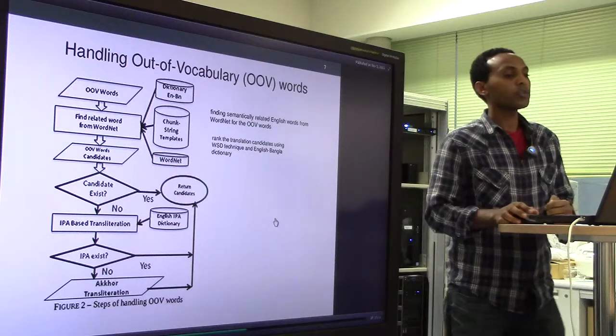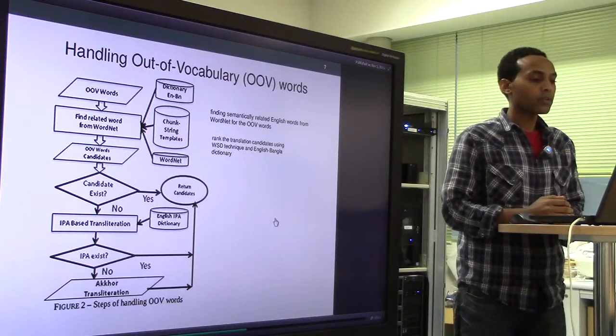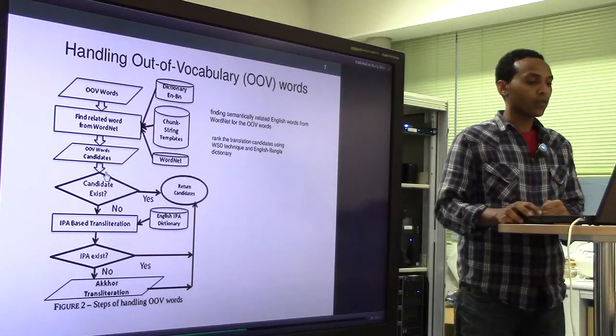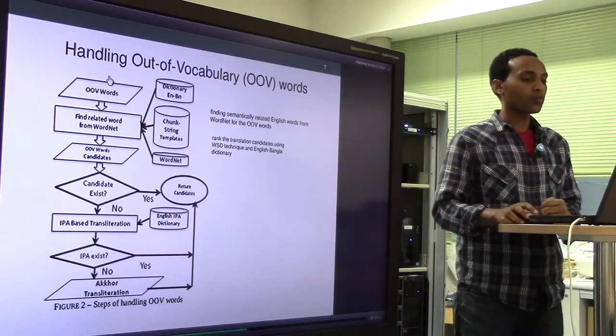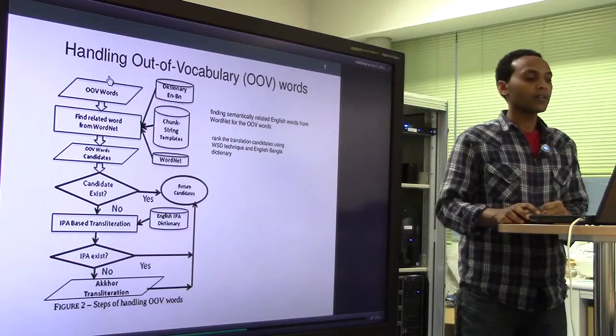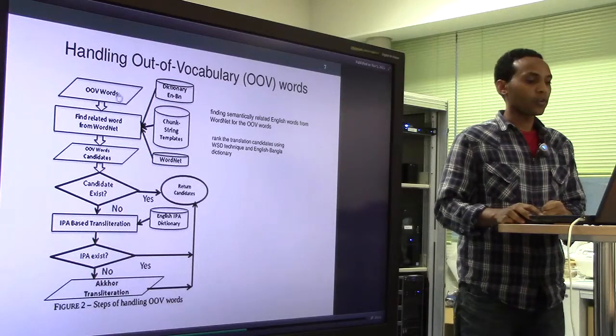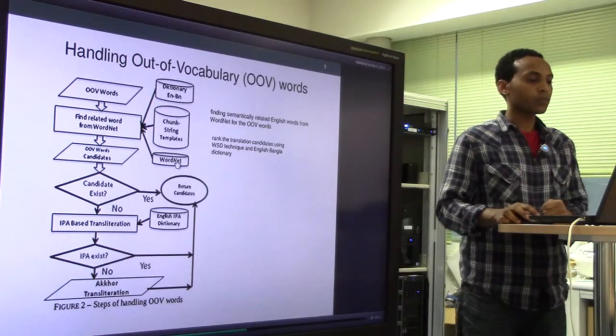The main contribution in this paper is handling out of vocabulary words, and this is the algorithm they used in order to find a solution for identifying translation candidates. The input is out of vocabulary words, and they have these three resources. One is the English to Bengali dictionary, another is these CST templates, and also WordNet in English.